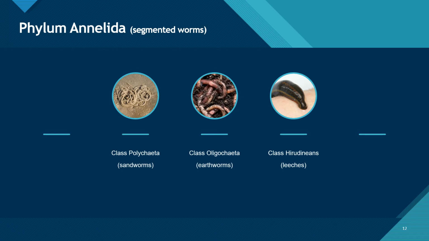So these are just some examples below of the types of segmented worms. You don't necessarily need to know the example, but it's nice to think of something as an example so that when you're making your tree, you don't mix them up.